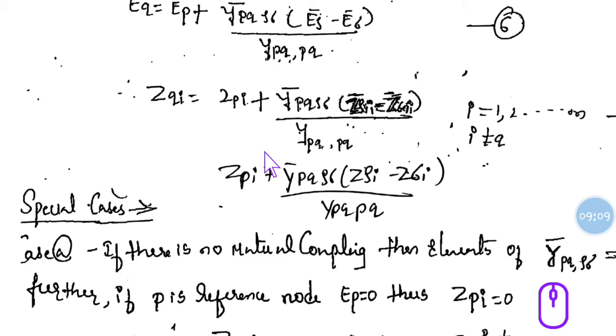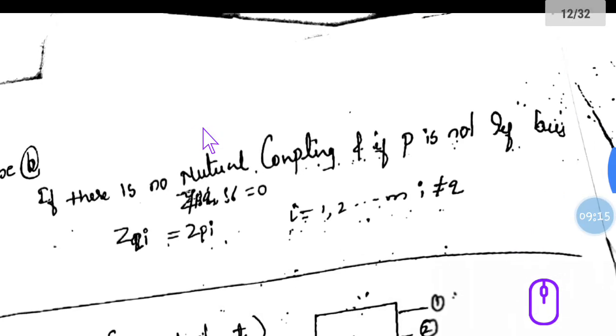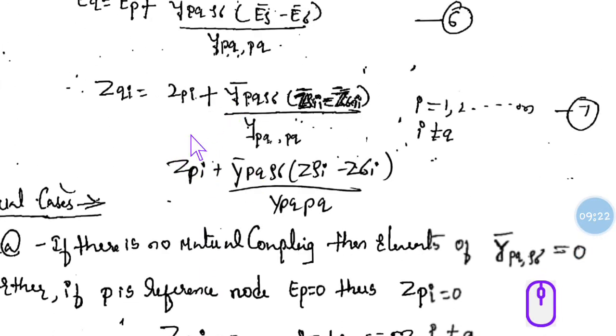Second case, no mutual coupling without reference. First case, what did we get? ZPi is equal to 0, ZQi is equal to 0. Second case, no mutual coupling without reference. If P is not a reference node, that time ZPi remains as it is. Only no mutual coupling, YPQ, rho sigma will be 0. Therefore, for no mutual coupling without reference, ZQi is equal to ZPi. This is the special case I am taking.